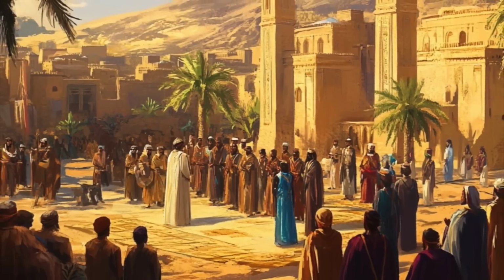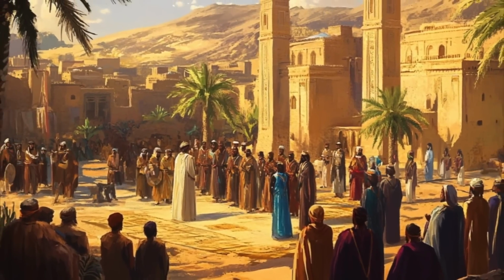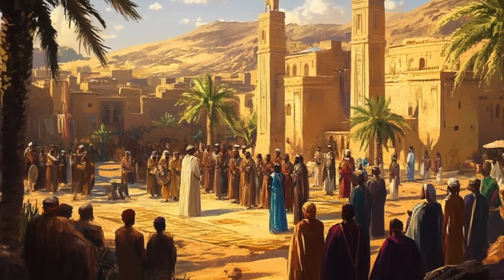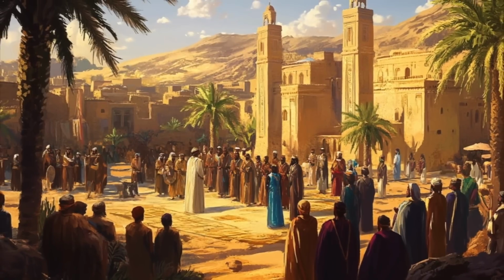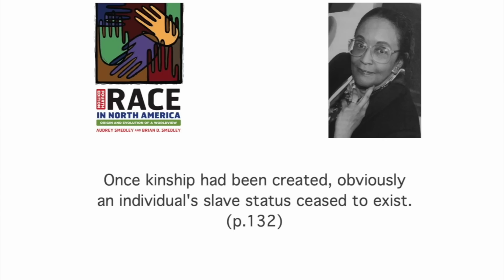In many societies, including the ancient Mediterranean states and the Muslim world, such adoptions became an important device for freeing slaves. Once kinship had been created, obviously an individual's slave status ceased to exist. So we can see that there was some wiggle room in some of these earlier forms of slavery, where one did have the opportunity to see freedom one day.